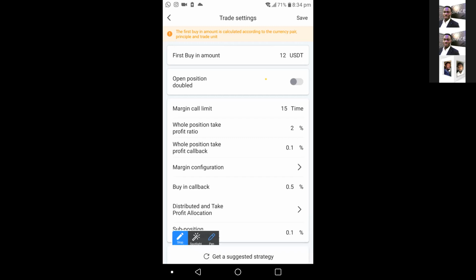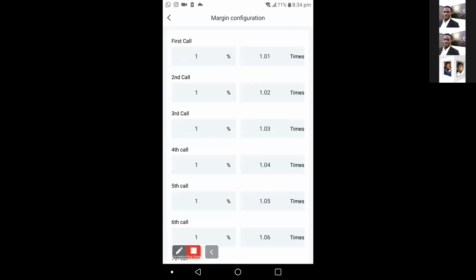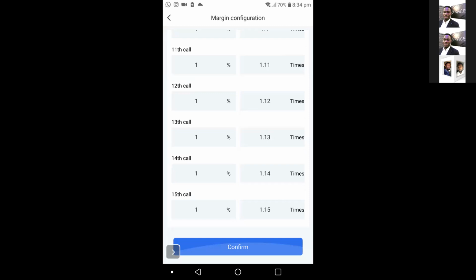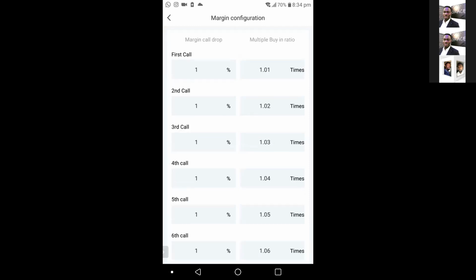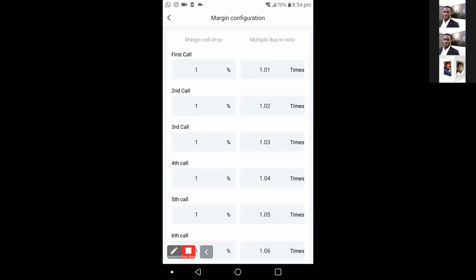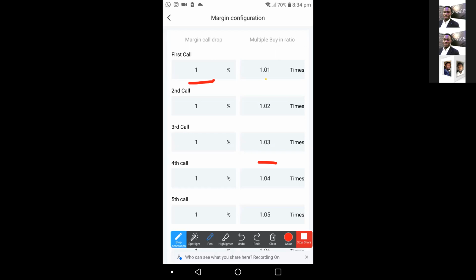Now there's margin configuration. This margin configuration here, I'm going to open it now. You can see I set 15 margin calls, right? You can see the 15 margin calls will be here. Now, what this means is from my first position, from the first point I entered the market, if the market goes down 1%, I'm instructing the bot to buy 1.01 times.